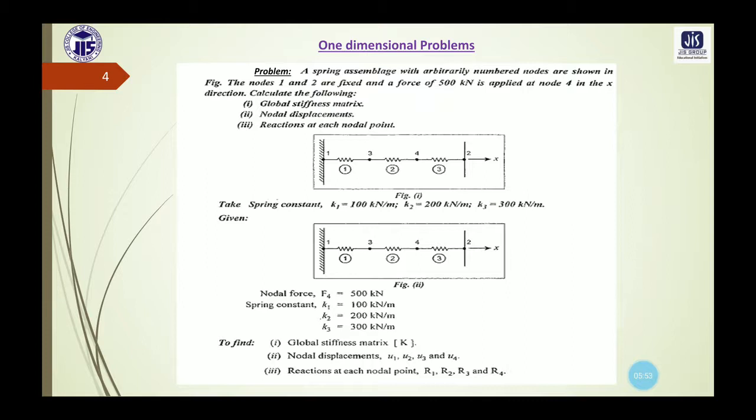Now the nodes 1 and 2, these are fixed, and a force of 500 kilonewton is applied at node 4 in the x direction. Now we need to calculate the global stiffness matrix, nodal displacements and reactions at each nodal point. So this is the question given here for the spring assemblage with arbitrarily numbered nodes. We need to calculate global stiffness matrix, the nodal displacements for 4 different nodes and the reactions at each nodal points.